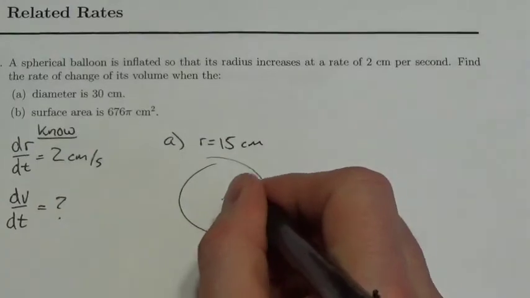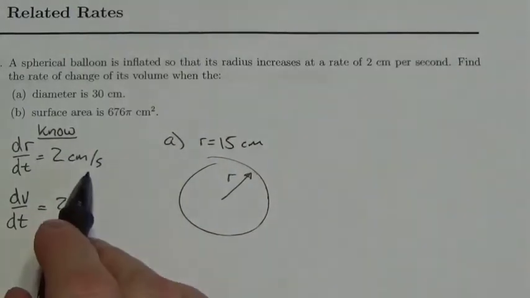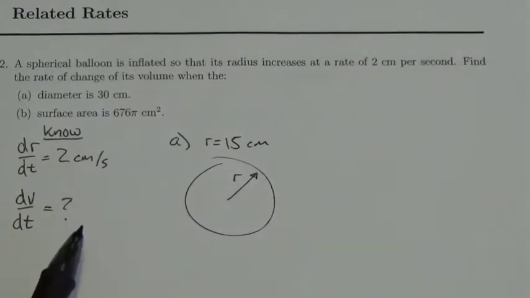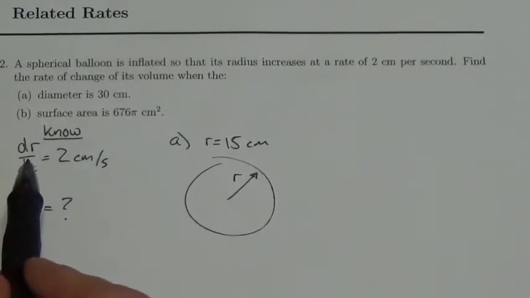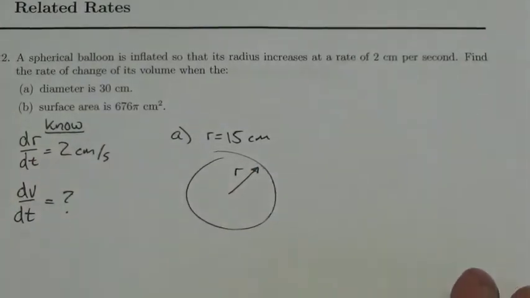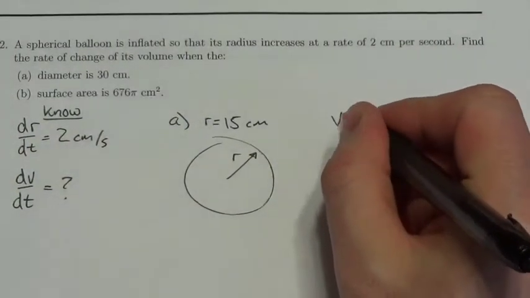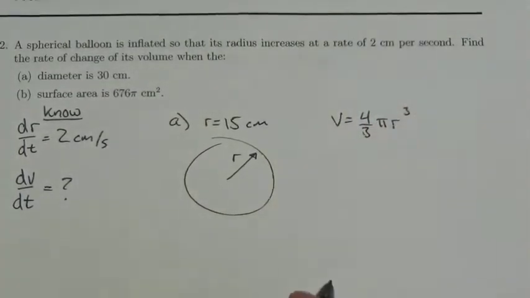Here's our spherical balloon. I know the radius is getting larger at 2 centimeters per second. What I need is dv by dt. So to get a relationship between the rate of change of volume and the rate of change of radius, I need an equation that relates volume to radius. Okay, and the volume of a sphere is 4/3 pi r cubed.